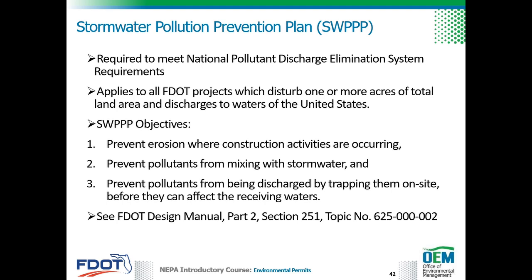A Stormwater Pollution Prevention Plan, or SWPPP, is required to meet National Pollutant Discharge Elimination System, or NPDES, requirements. It applies to all FDOT projects which disturb 1 or more acres of total land area and discharge to waters of the United States. The objective of the Stormwater Pollution Prevention Plan is to prevent erosion where construction activities are occurring, prevent pollutants from mixing with stormwater, and prevent pollutants from being discharged by trapping them on site before they can affect the receiving waters. To learn more, see Part 2, Section 251 of the FDOT Design Manual.